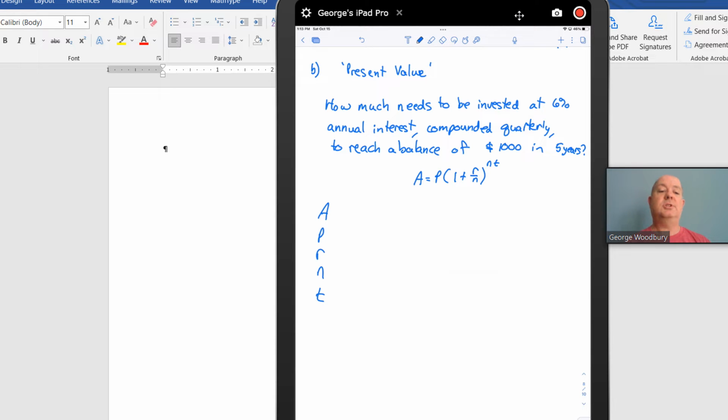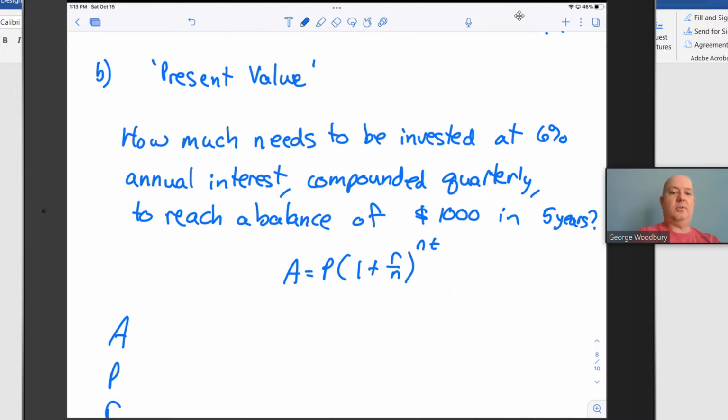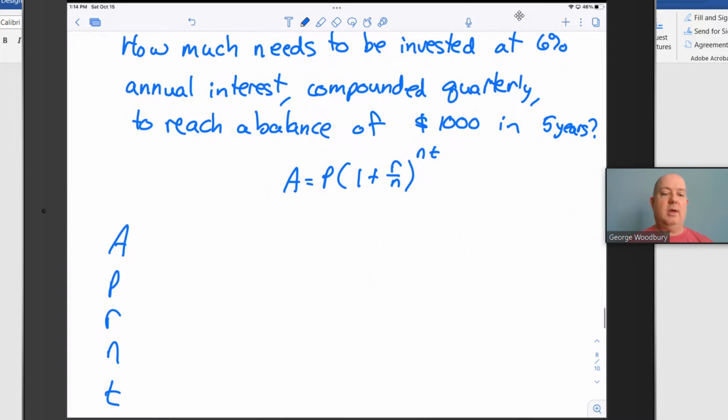So how much needs to be invested at 6% annual interest compounded quarterly to reach a balance of $1,000 in 5 years? So put that all on the screen now, and I'm going to start to read my way across. First, how much needs to be invested at 6% annual interest? That's my rate, R.